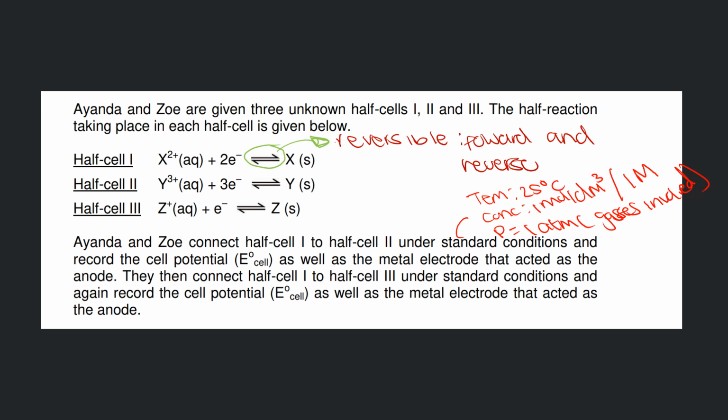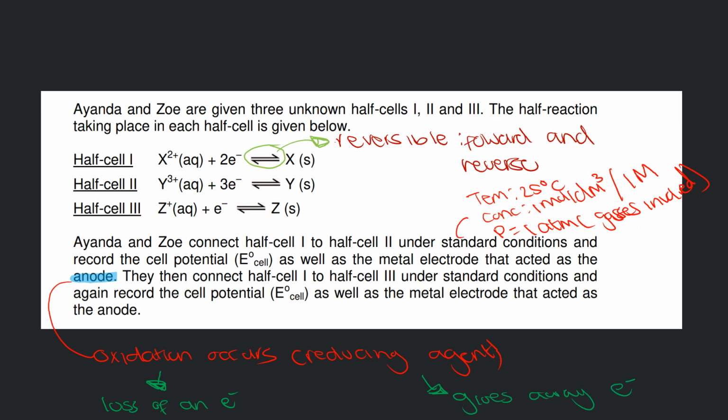Okay, so under these standard conditions, they record the cell potential E as well as the metal electrode that acted as the anode. Remember what is happening at the anode? Oxidation occurs at the anode. We'll just put a star there. We expect oxidation to occur at the anode, firstly. And the second thing is, where oxidation occurs is where we're going to expect to see our reducing agent. Oxidation is the one that becomes more positive, so it loses an electron, so loss of an electron. And the reducing agent is the one that gives away an electron, so gives away e minus.